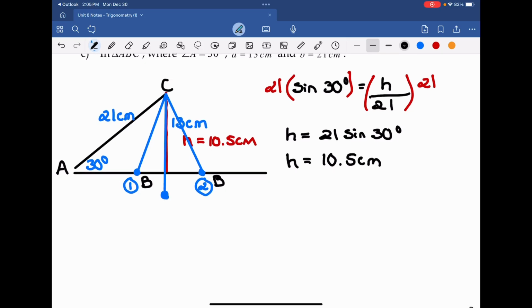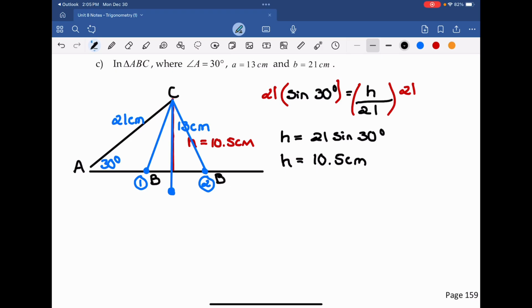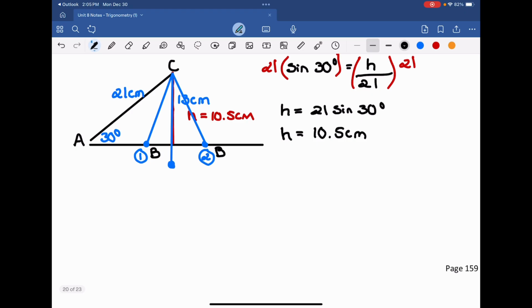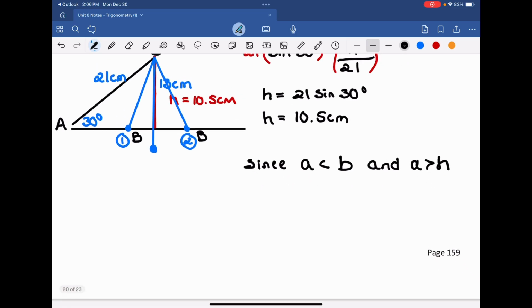So this is a situation where if the height that you're given is longer than the theoretical height, well, it's not one solution, it's not no solutions, it's two solutions because it can exist in two different positions. So let's make sure we note that here. Since the side length of A is less than B, B being this larger swinging arm, and the side length of A is larger than the height, there could be two possible solutions.